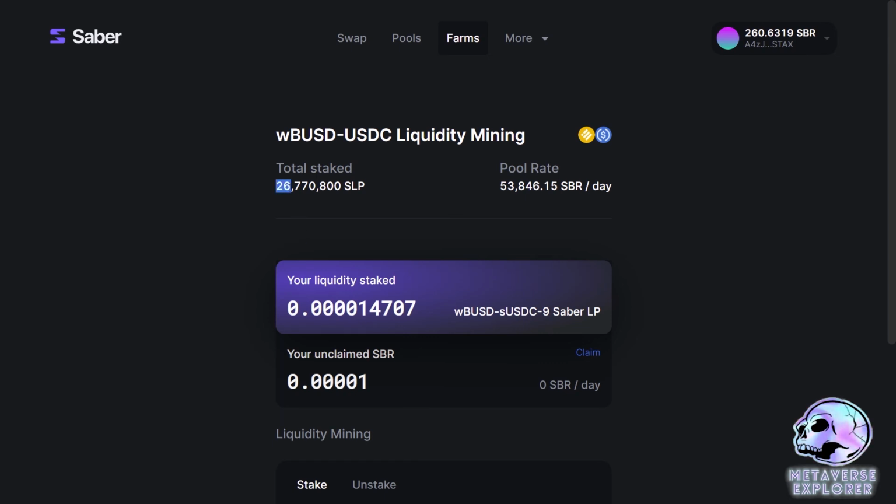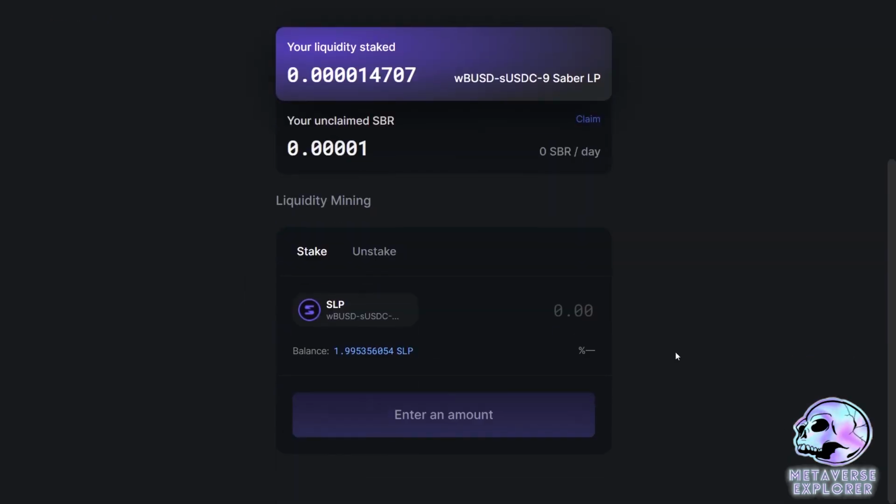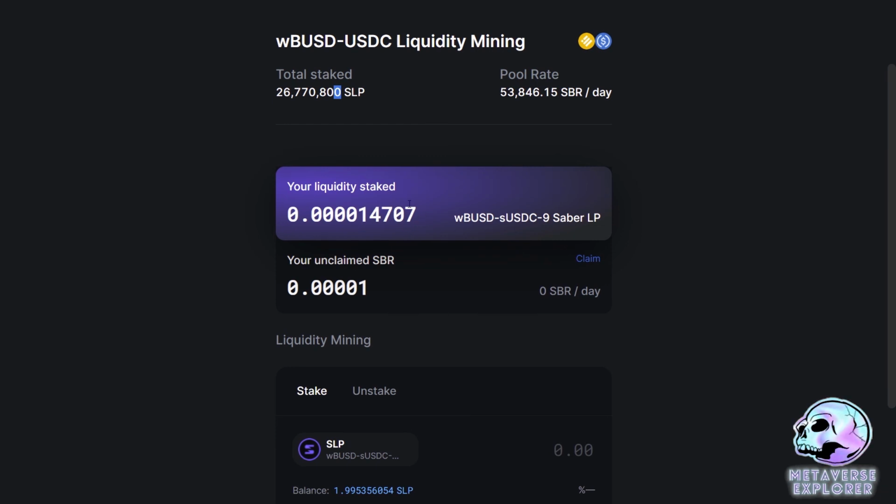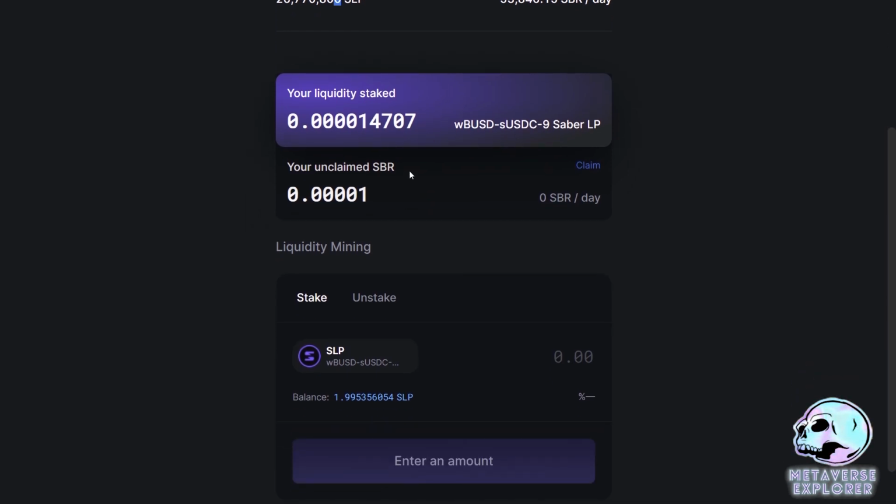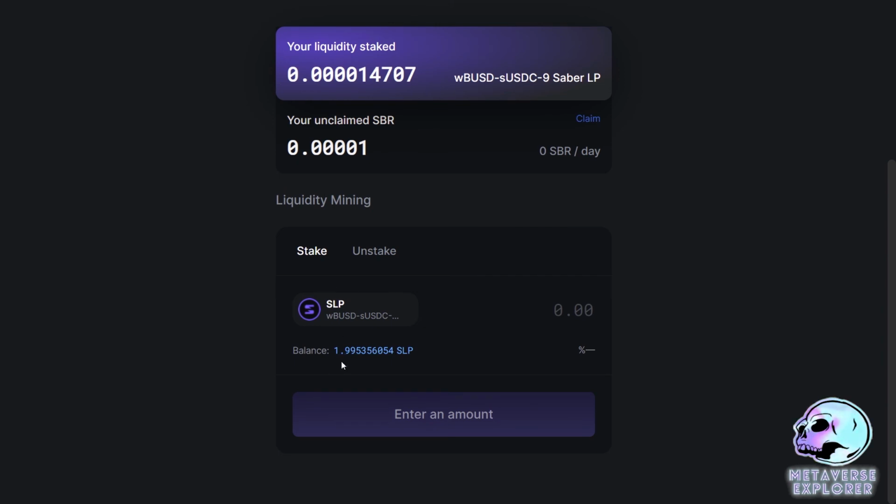Currently, there is 26 million staked in this pool, and the pool itself is receiving 53,000 Saber a day. So if you earn all of this in the pool, you would be receiving 53,000 Saber a day. Now remember, I only earn $2 in this pool, so I will be receiving a very small amount. My liquidity staked in here, barely anything. Unclaimed Saber, barely anything. But we'll look here, my balance of the receipts that I have is 1.9953, which is the $2 that we just put in.